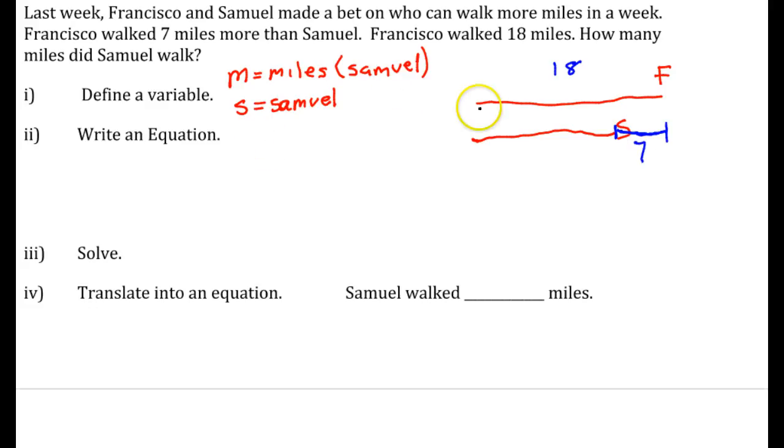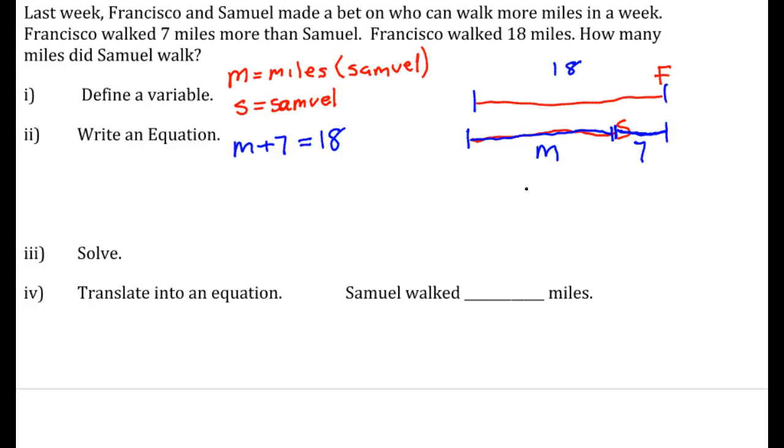So we're trying to figure out what? How much it is from here to here, right? That's how much Samuel walked. We decided on M. And we know that these two are the same amount. So we have this length plus 7, so we got M plus 7 equals 18 total. So a picture was very useful for me to sort all this stuff out.